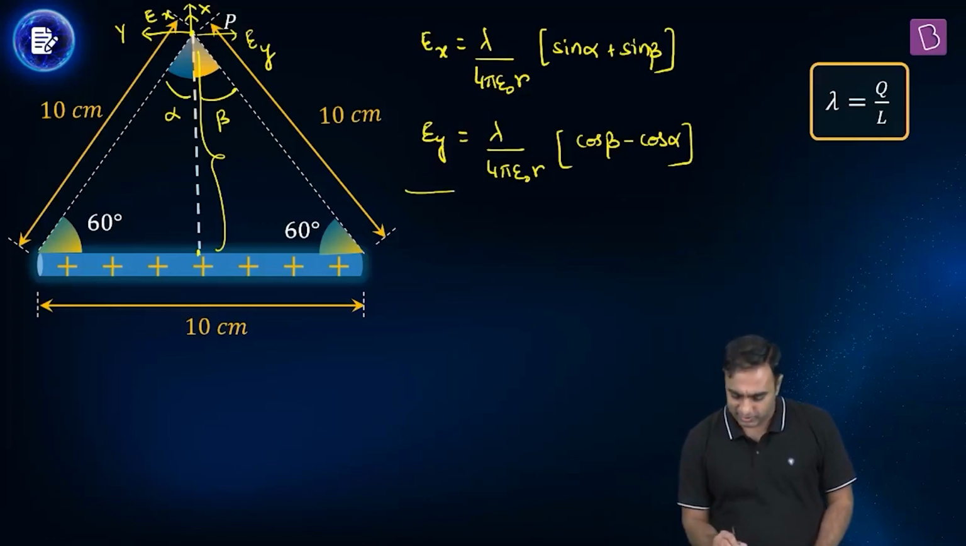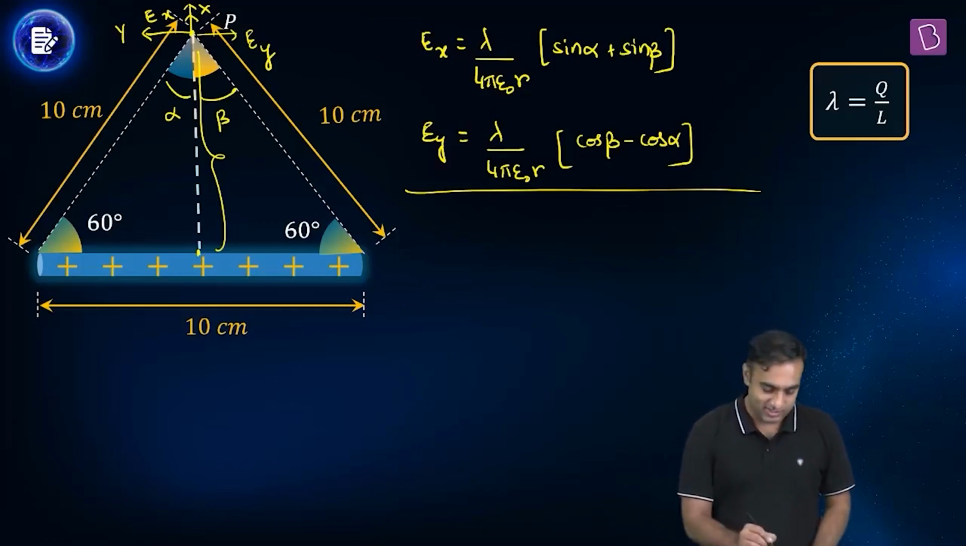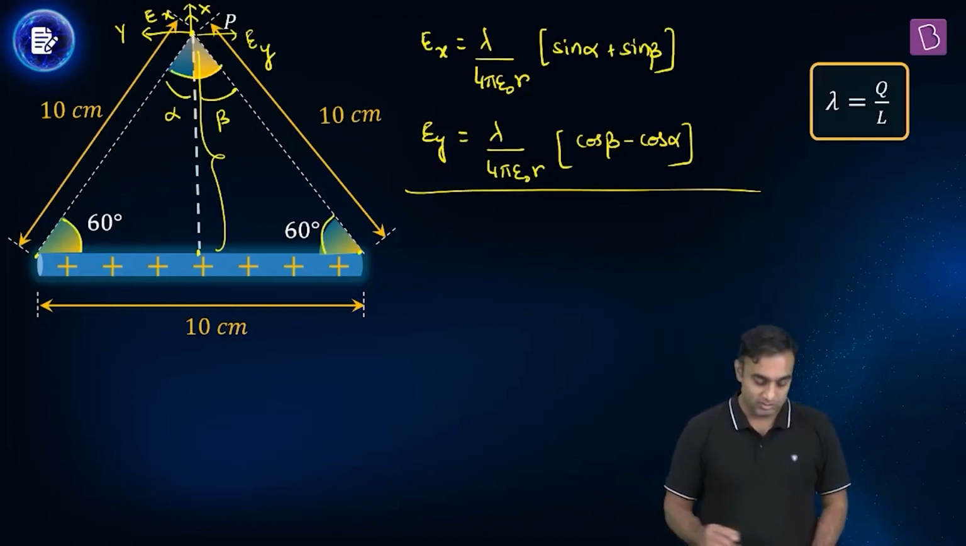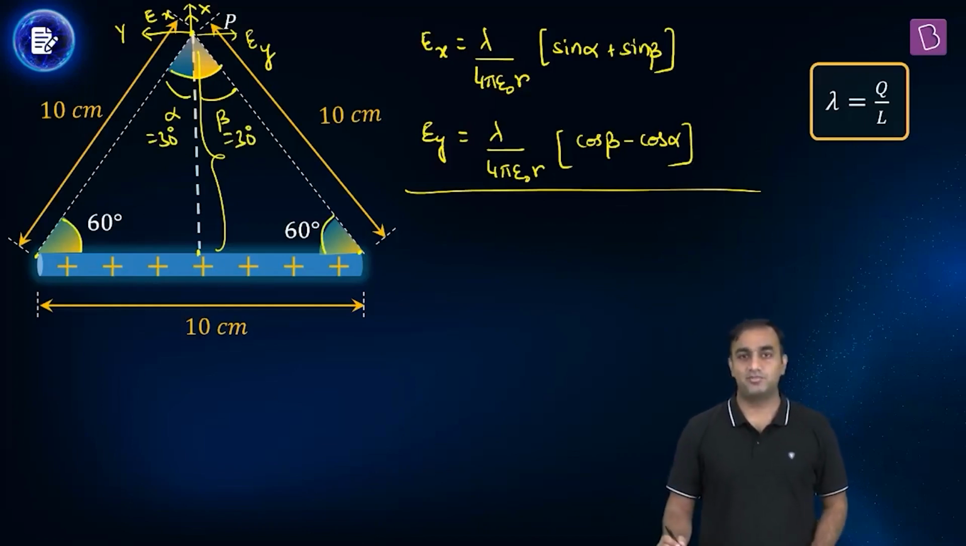Do you see that in this case, the point in question is situated symmetrically with respect to the ends of the rod, in the sense it's equidistant from either ends of the rod. In that case, this is an equilateral triangle. This is 60 degree, this is 60 degree, this has to be 60 degree. Also, alpha will be 30 degree and beta will be 30 degree as well. In that case, cos beta minus cos alpha will give you 0. There is no y component of the electric field at the point in question in this case.